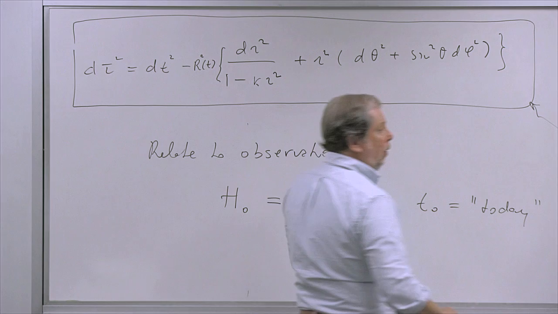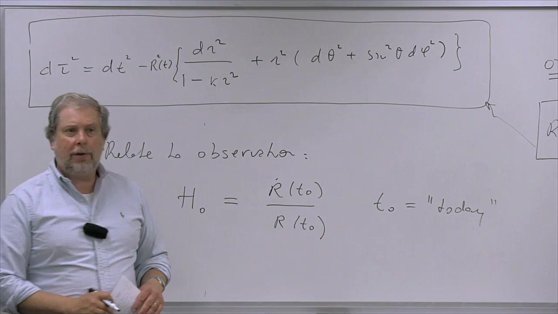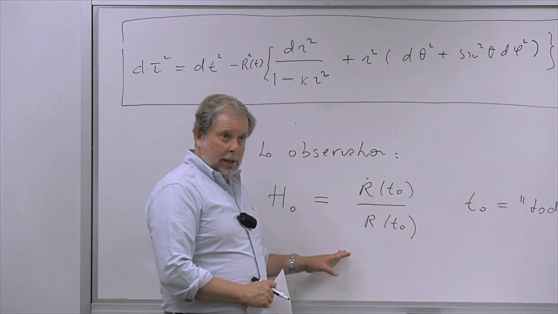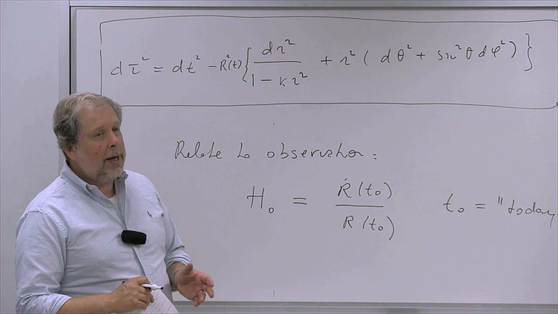Today, of course, this is not necessarily a constant, because we'll see from the field equations that this ratio of r dot over r changes over time. But today, when we look at the universe, it looks like this expansion rate is very close to a constant. Usually, by the way, the Hubble constant is measured in kilometers per second per megaparsec.